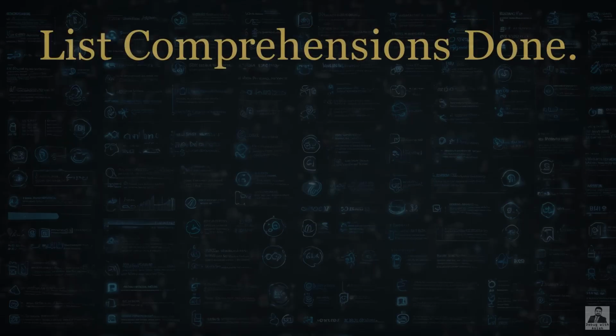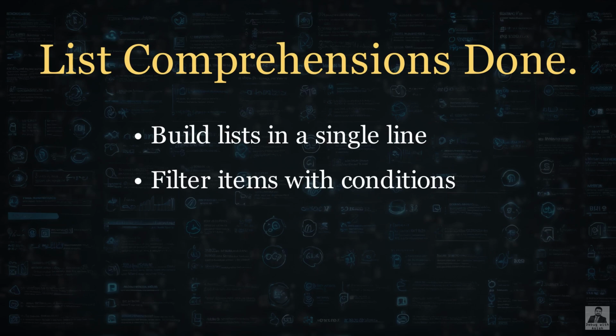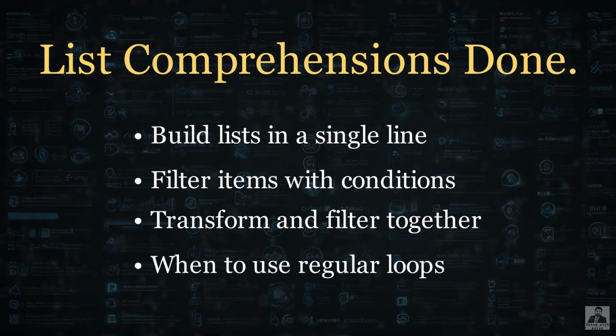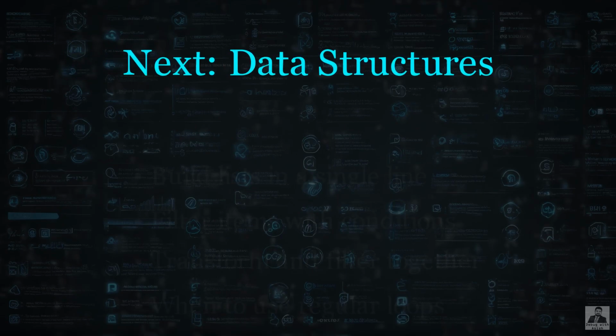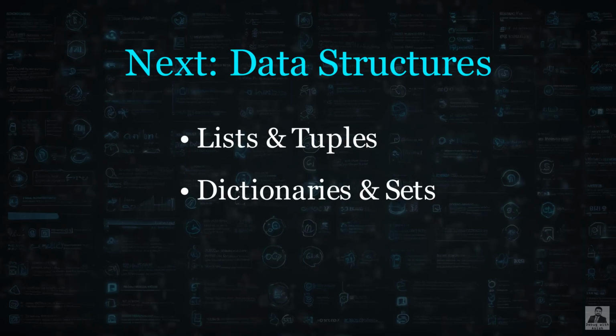You now know how to build lists in a single line using comprehensions, how to filter items with conditions, how to transform and filter at the same time, and when to use a regular loop instead. In the next episode, we go deep into data structures, covering lists, tuples, dictionaries, and sets.